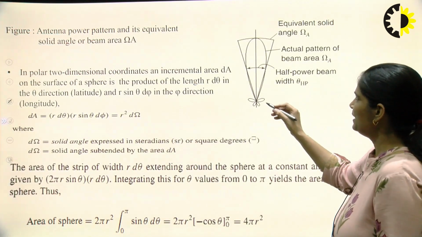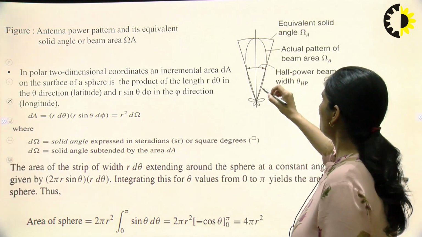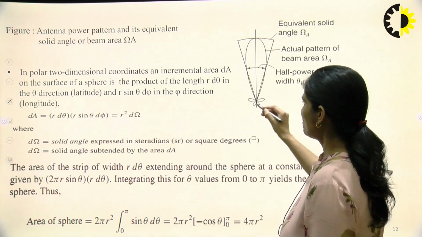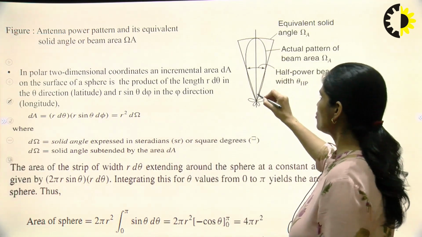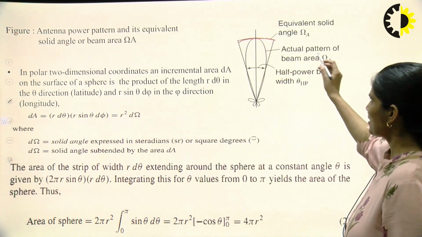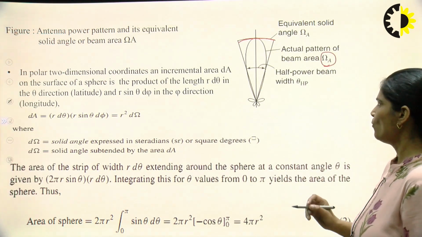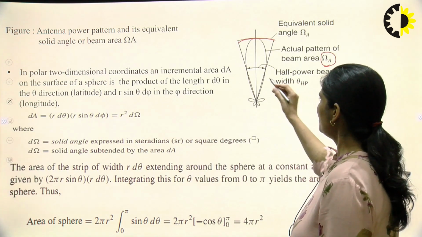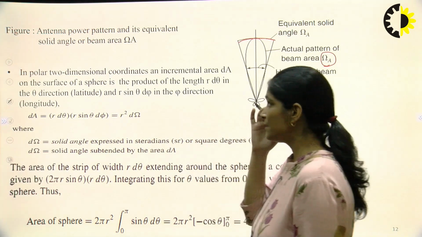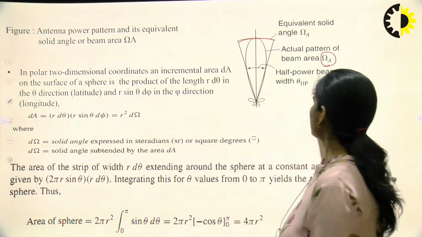Now let it be that you are considering this equivalent solid angle. This is your beam, the actual pattern of the beam area, omega A. Here this is your major beam, and these are your side lobes. Now you are considering the major lobe. Here you have to represent the equivalent solid angle, omega A. As already discussed, we have seen how to find the half power beam width. In this figure, this is the antenna power pattern and its equivalent solid angle and beam area, and the beam area is represented by omega A.